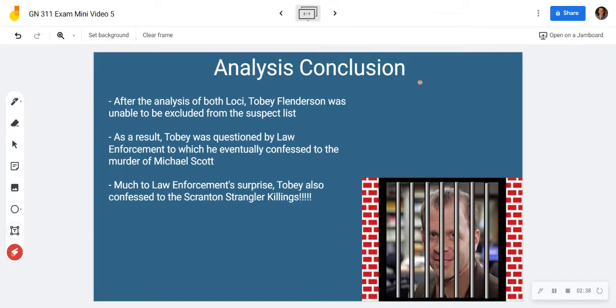So in conclusion, Toby, he matched all alleles for both loci, so he cannot be excluded from the suspect list. This does not mean he is guilty and that it is his blood. It just means he cannot be excluded.